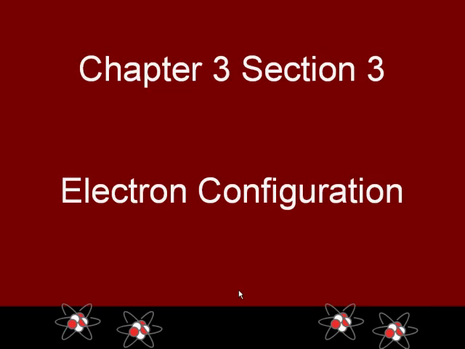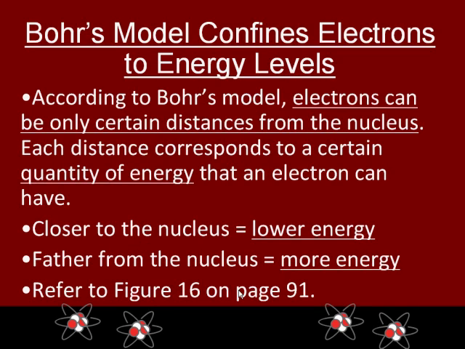Okay. Chapter 3, Section 3, Electron Configuration. This is going to continue our exploration of atomic theory. So after Ernest Rutherford, a physicist by the name of Niels Bohr conducted an experiment in which he observed that if he took a tube of hydrogen gas and passed electric current through it, and that light was passed through a prism, we would get a line emission spectrum.